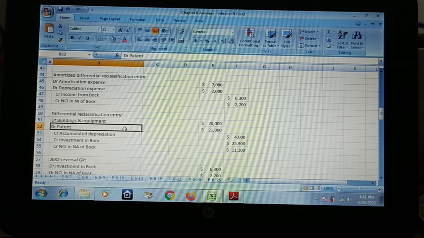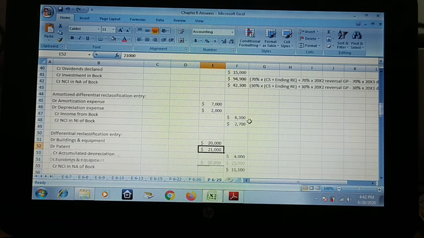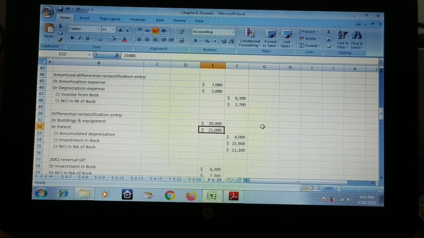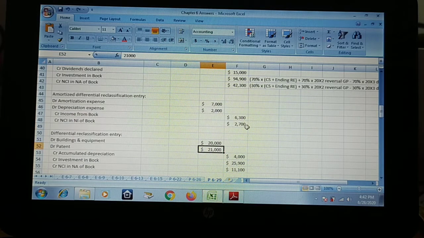Okay, for the patent, because it is an intangible asset, there is no accumulated amortization. Instead, we directly minus it from the patent itself. Okay, so it will be 21,000, because it has been 2 years. For the first year it is 35,000, right? And then we minus amortization expense 7,000, it will be 28,000. And then on the second year, starting at this question, it is 28,000 minus 7,000 again, so it will become 21,000.